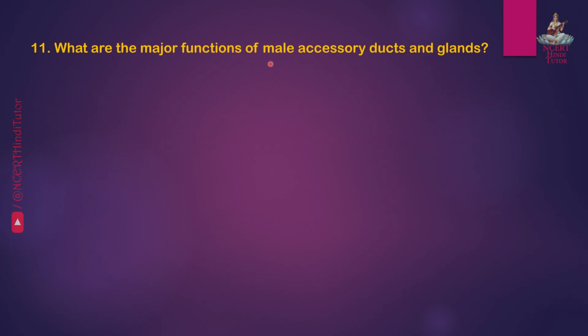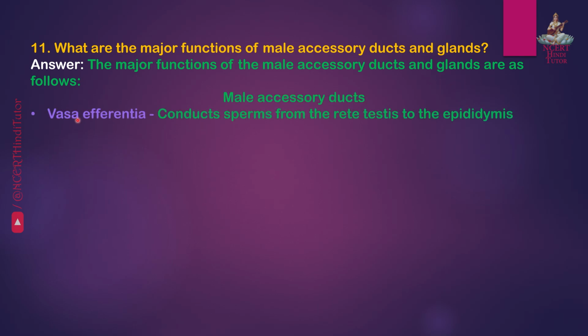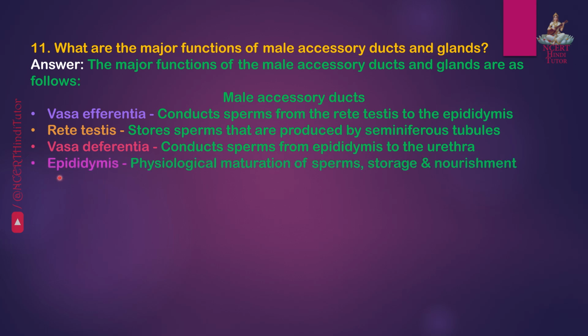Question 11. What are the major functions of male accessory ducts and glands? Answer. The major functions of the male accessory ducts and glands are as follows. Male accessory ducts. Vasa efferentia conducts sperms from the rete testis to the epididymis. Next, rete testis stores sperms that are produced by seminiferous tubules. Next, vas deferens conducts sperms from epididymis to the urethra. Next, epididymis, physiological maturation of sperms, storage and nourishment.